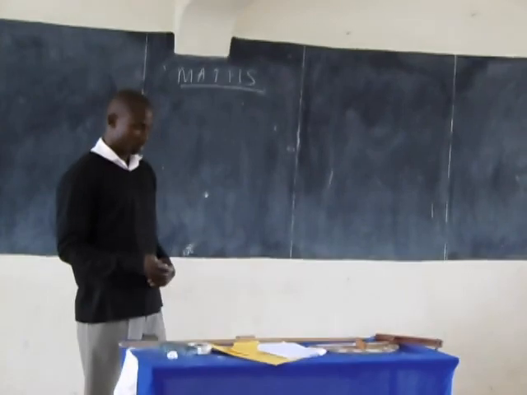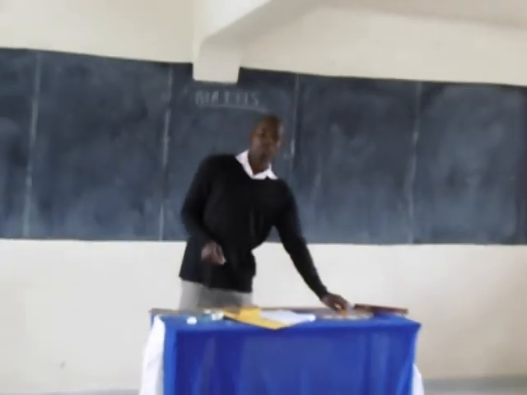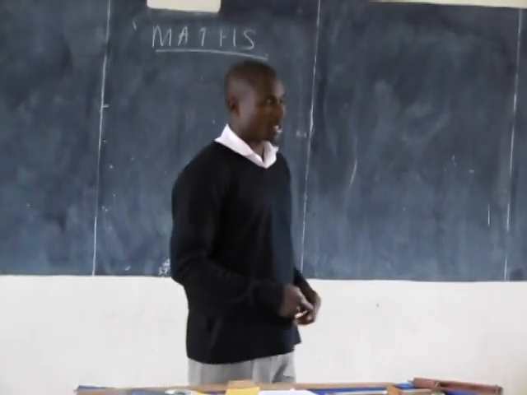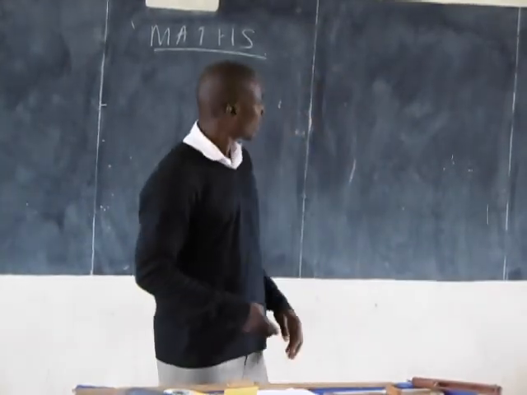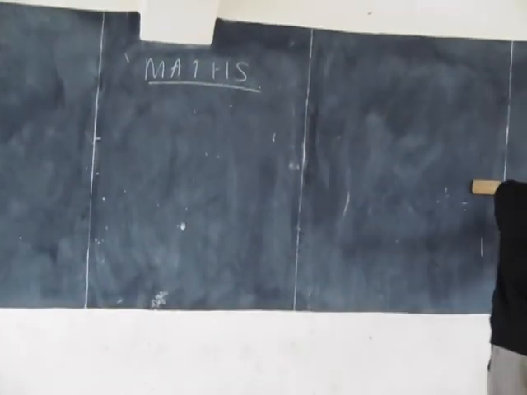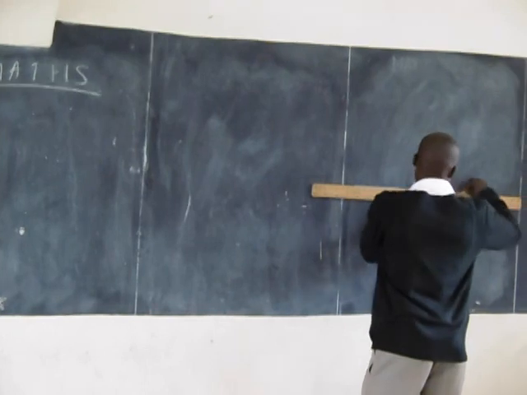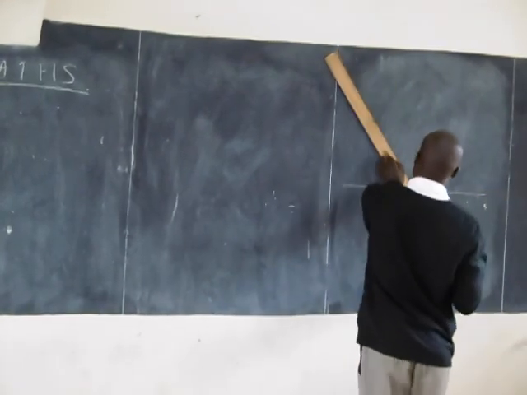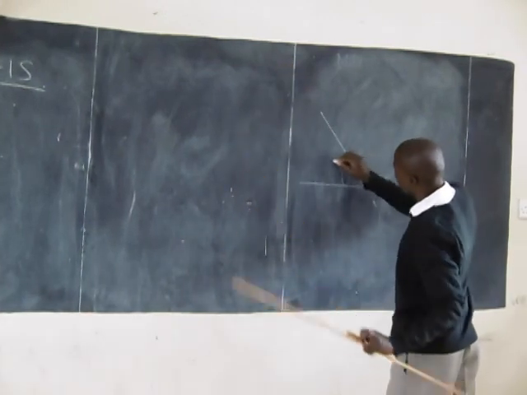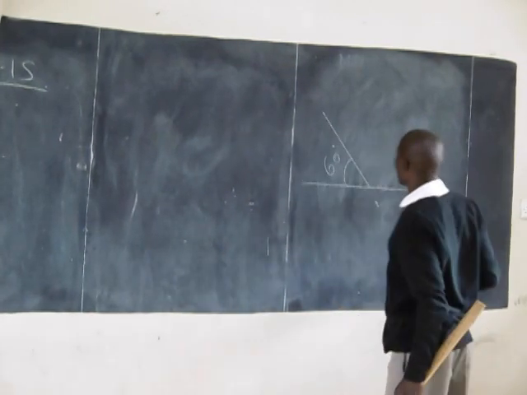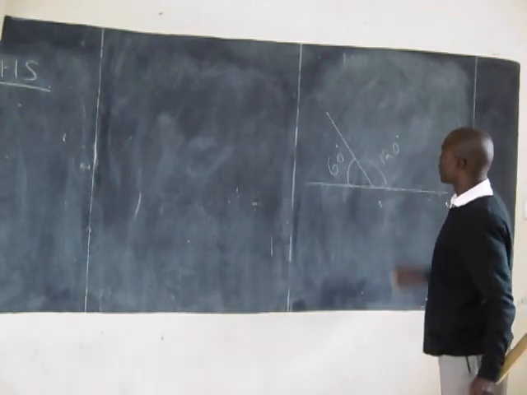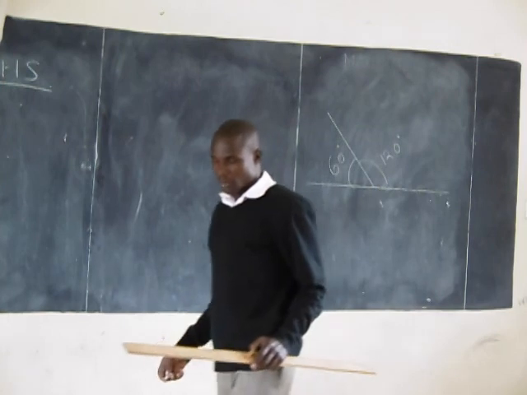30? No, not 30. That's a good trial. Somebody else? 60 degrees. Very good. And that's why you constructed a line, then somewhere at a point you had 60 degrees, and this side you had 120 degrees. Very good.